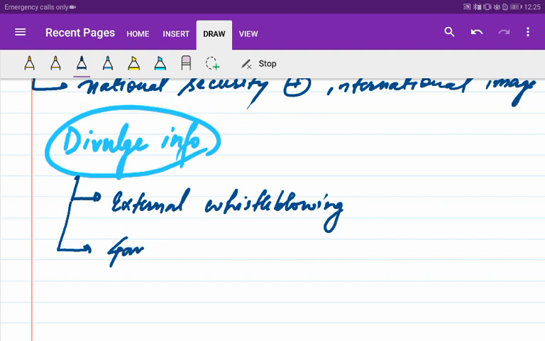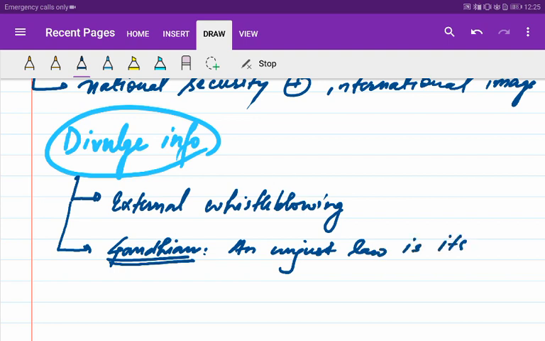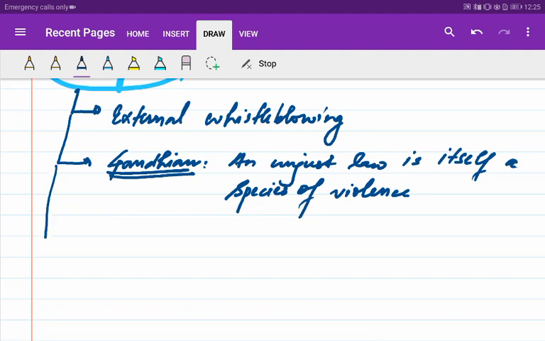Similarly, we can argue it from the Gandhian perspective that an unjust law is itself a species of violence. Or the statement I told you in the introduction, we can use that also. That he argues that what you consider illegal is considered by me as the highest duty of a citizen.